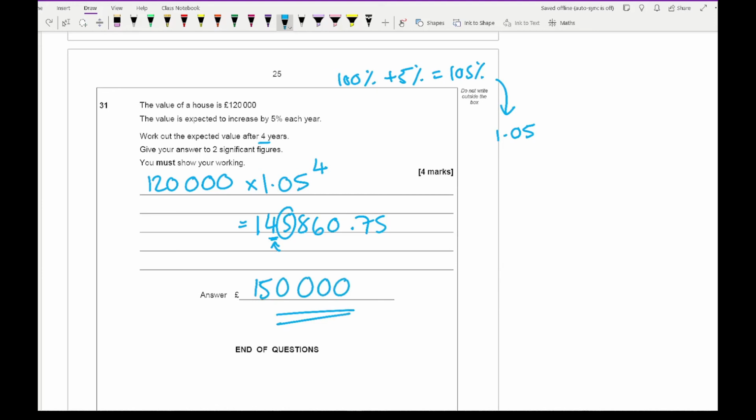Now, if you were to work out the full 5% each year and just did it in 4 stages, so you said after the first year, then the second year, third year, fourth year, that would be absolutely fine. It's just going to take you a lot longer, whereas if you just wrote this line down, wrote down the final answer, and then rounded, and again, make sure you do round to 2 sig fig, otherwise that will cost you 1 mark. So if you left your answer as 145,860.75, you would lose 1 mark because you didn't round it to 2 sig fig.